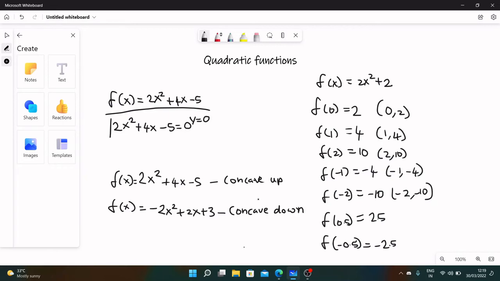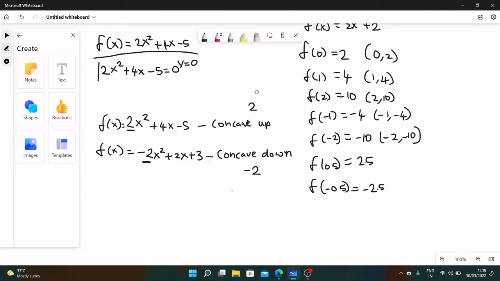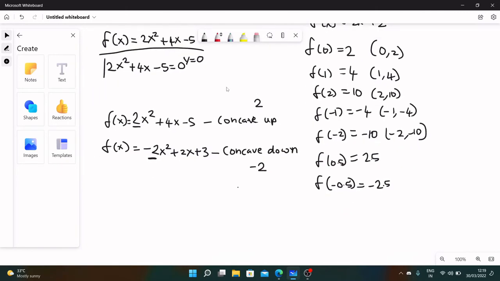There is a pattern over here. If you noticed, the value of a for a concave up parabola is 2, and for a concave down it's minus 2. All concave up parabolas have a as a positive integer, and all concave down parabolas have the value of a as a negative integer. If the value of a is positive, you can say that the parabola is going to open upwards. But if a is a negative integer, then it's going to open downwards.